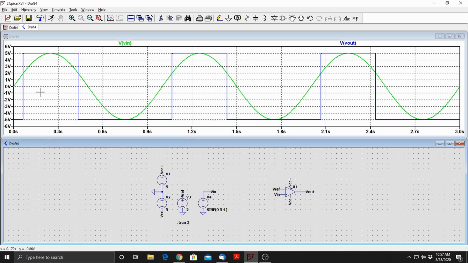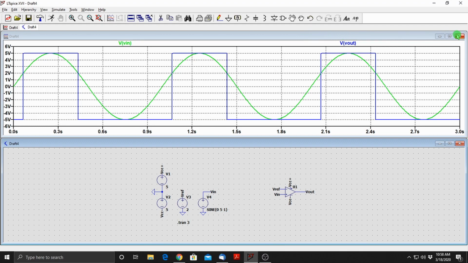So for Vin greater than 2 volts, this portion of the green curve, I see that my output voltage is at +5 volts, and whenever Vin is less than 2 volts, this portion of the green curve, I see that my output is -5 volts. Now, I'm going to make a small modification to this circuit to include the effects of noise, because this is going to show us a limitation of the behavior of the comparator device.